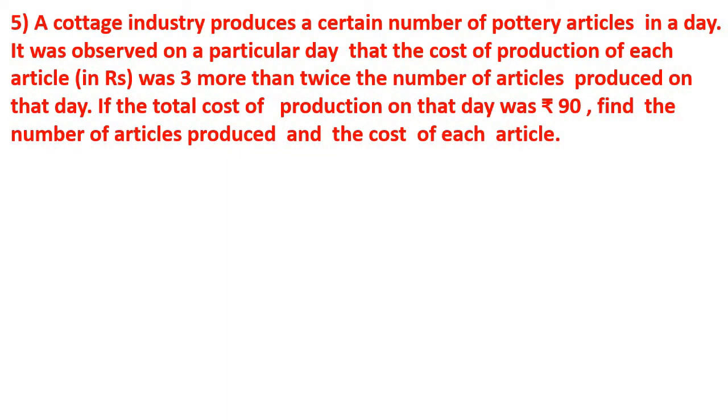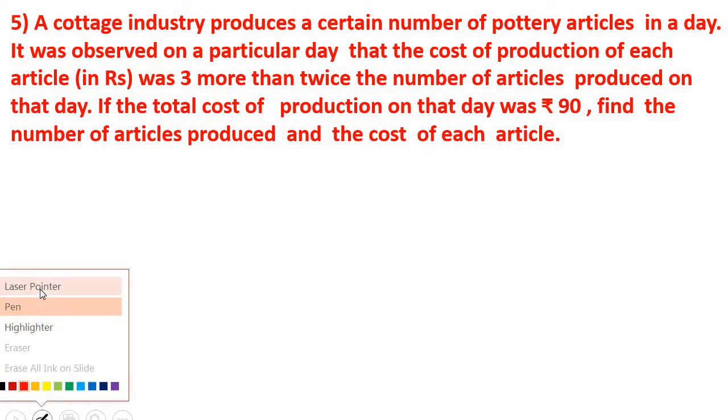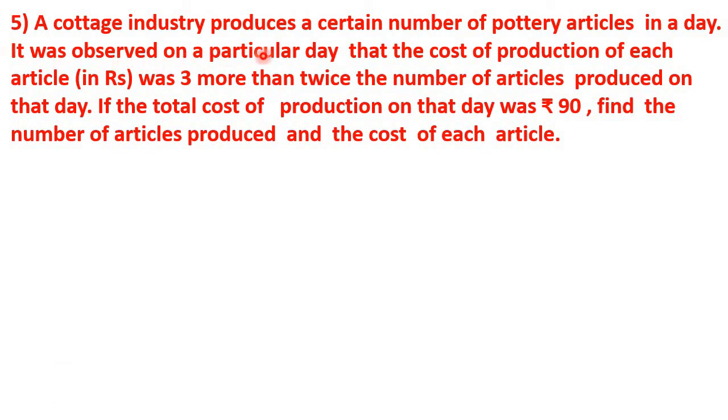A cottage industry produces a certain number of pottery articles in a day. It was observed on a particular day that the cost of the production of each article was 3 more than twice the number of articles produced on that day. If the total cost of production on that day was rupees 90, find the number of articles produced and the cost of each article.